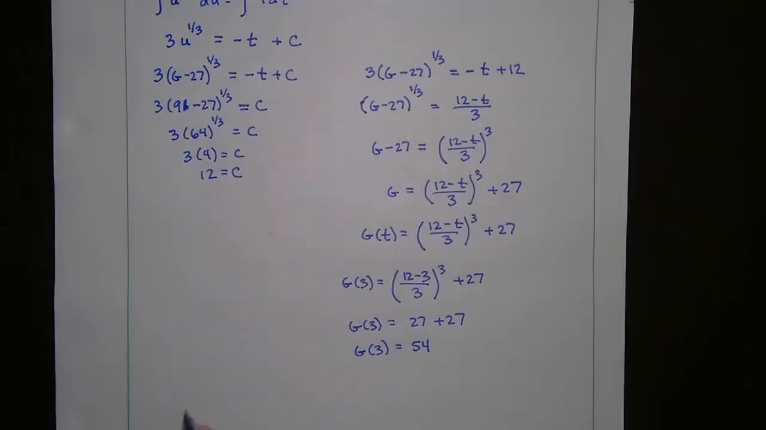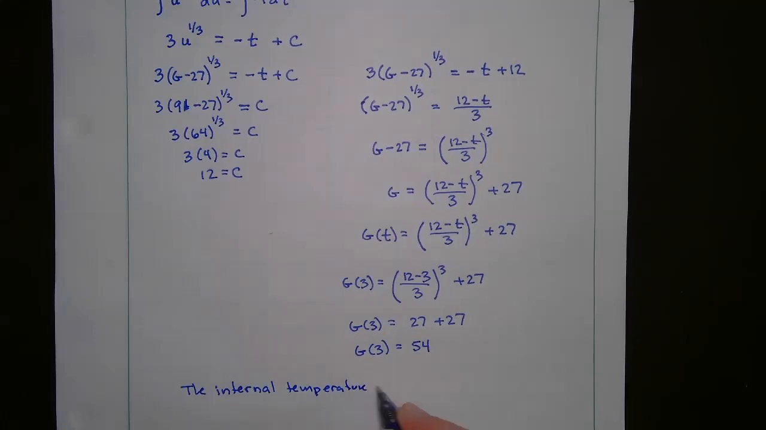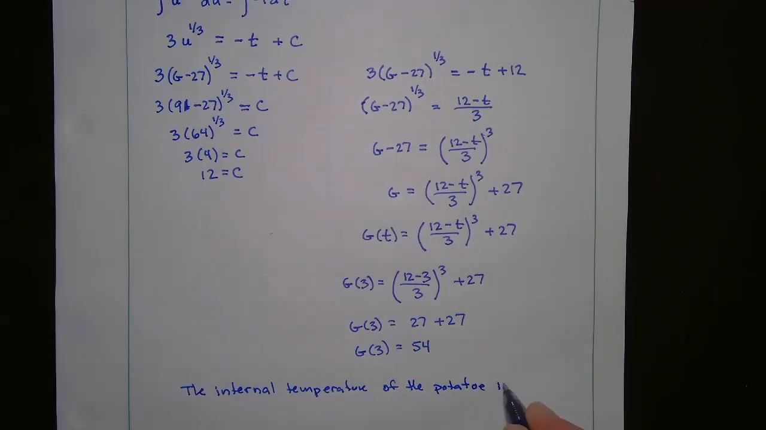So I would write a little statement here. The internal temperature of the potato is 54 degrees Celsius at t equals 3 minutes. Because remember, t was measured in minutes. Okay.